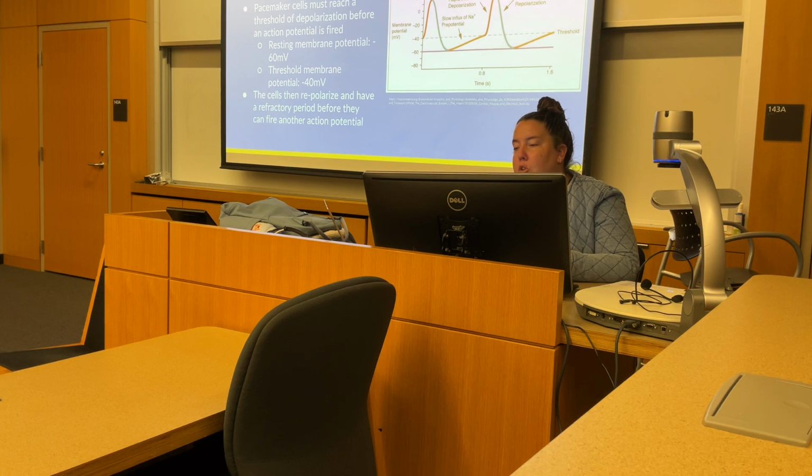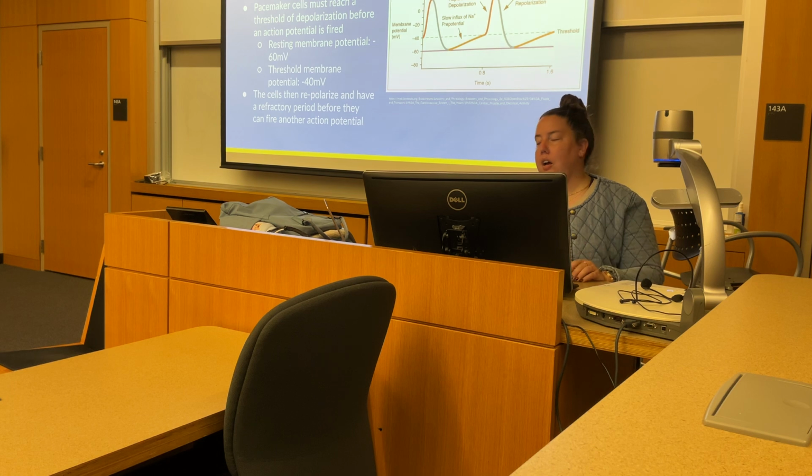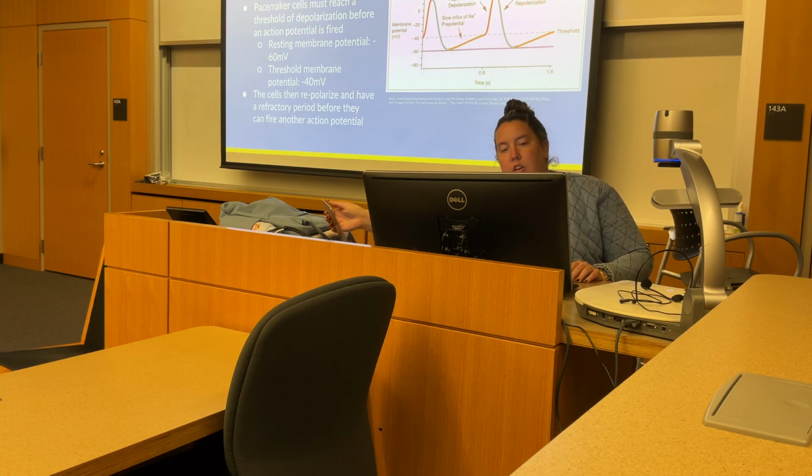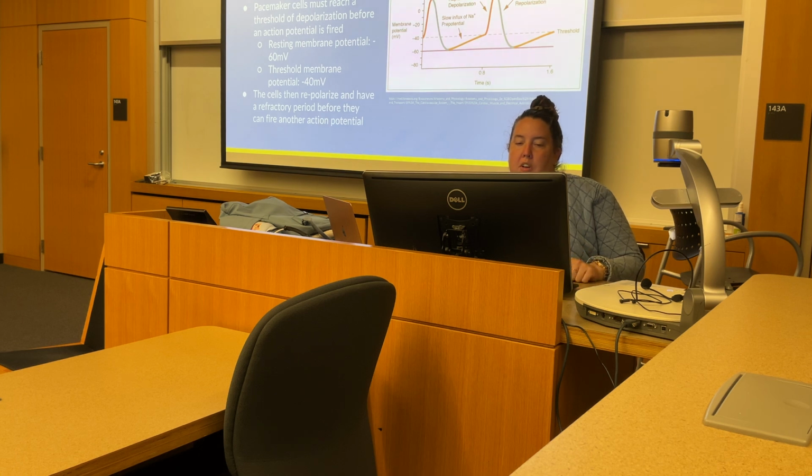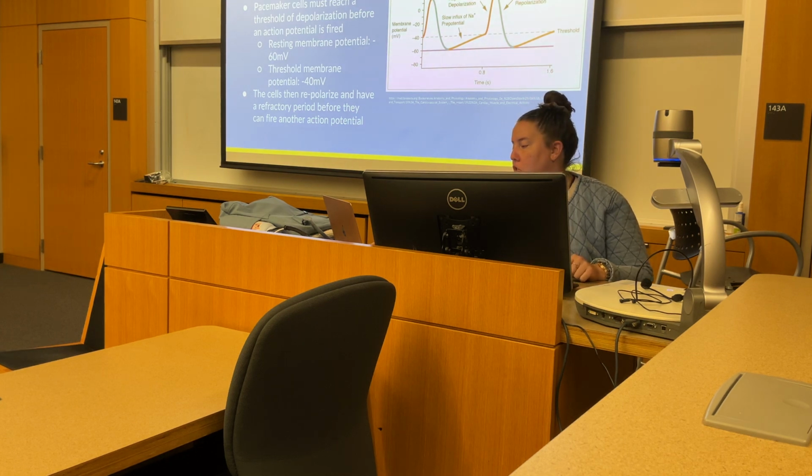Once you hit threshold, you then have a refractory period where the cell is unable to fire a new action potential until it can get back up to threshold. So, just to read the slide itself, pacemaker cells must reach a threshold of depolarization before an action potential is fired. The resting membrane potential of the cell is negative 60 millivolts, and the threshold membrane potential is negative 40 millivolts. The cells then repolarize and have a refractory period before they can fire another action potential.